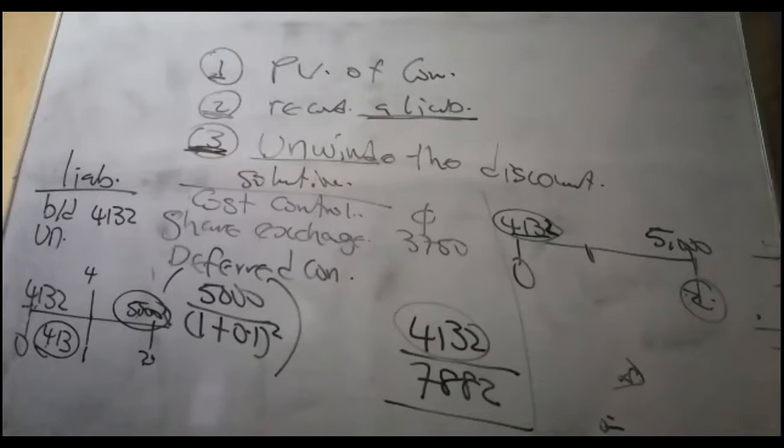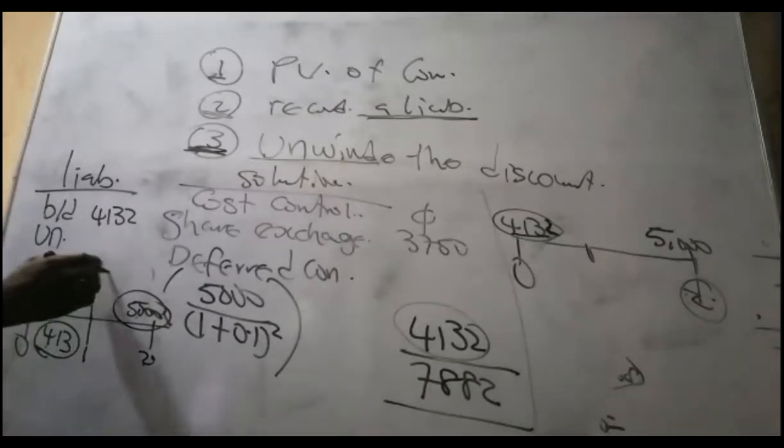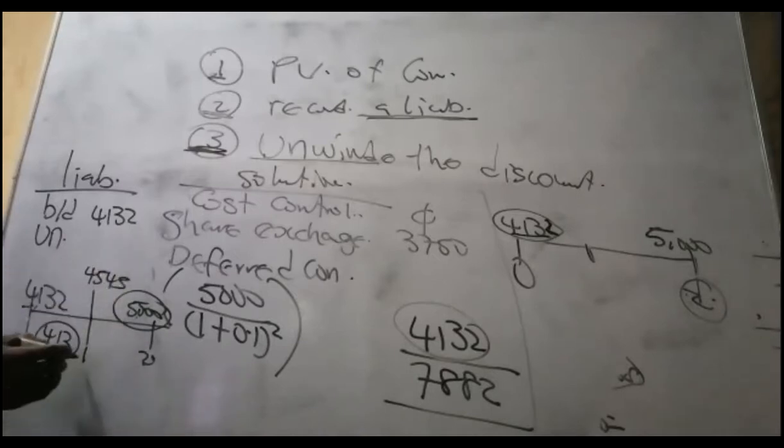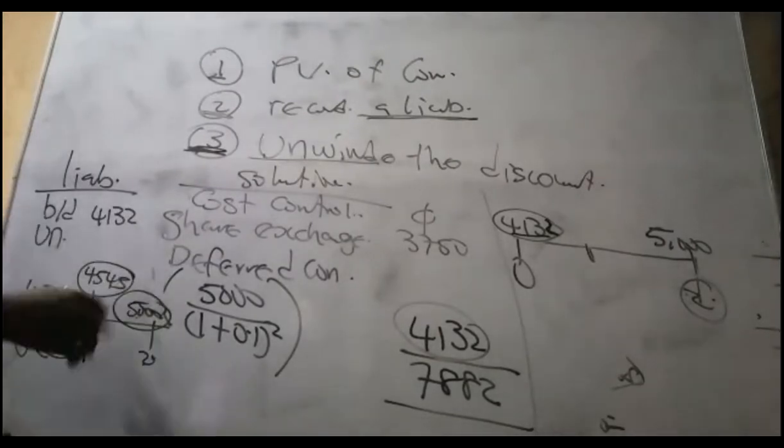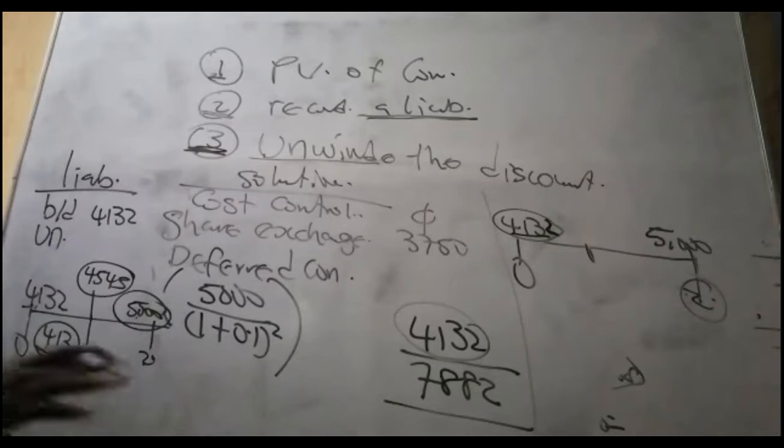Yes, please, it's part of the solution. You need to get everything. Good. So that is it. Don't worry, I'll give you the shortcut version. I just add this one to this one, you get 4,545. So that means at the end of year one, the liability will be 4,545, so that next year, it will increase to 5,000 exactly.